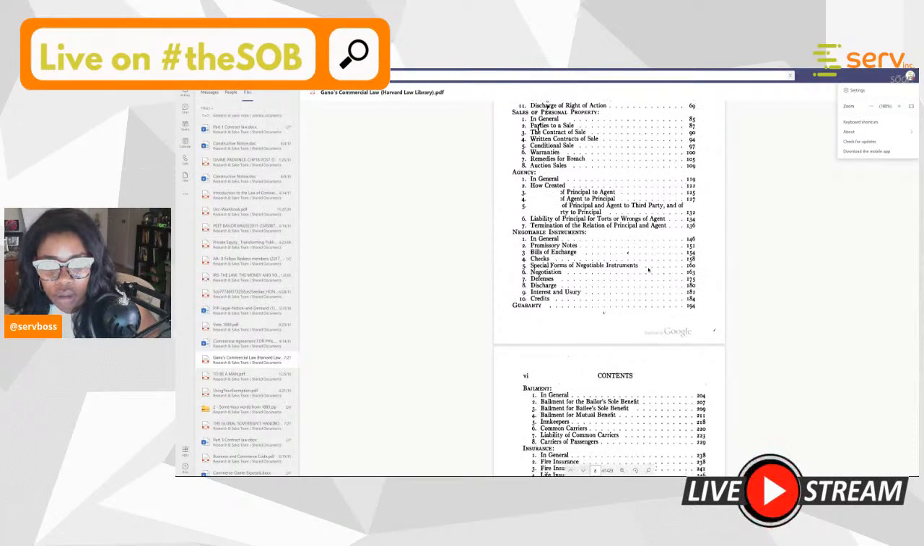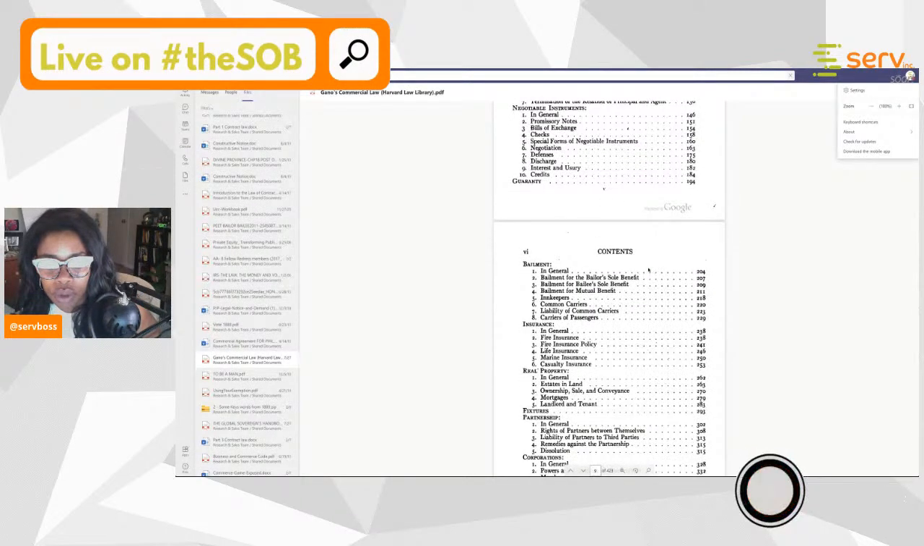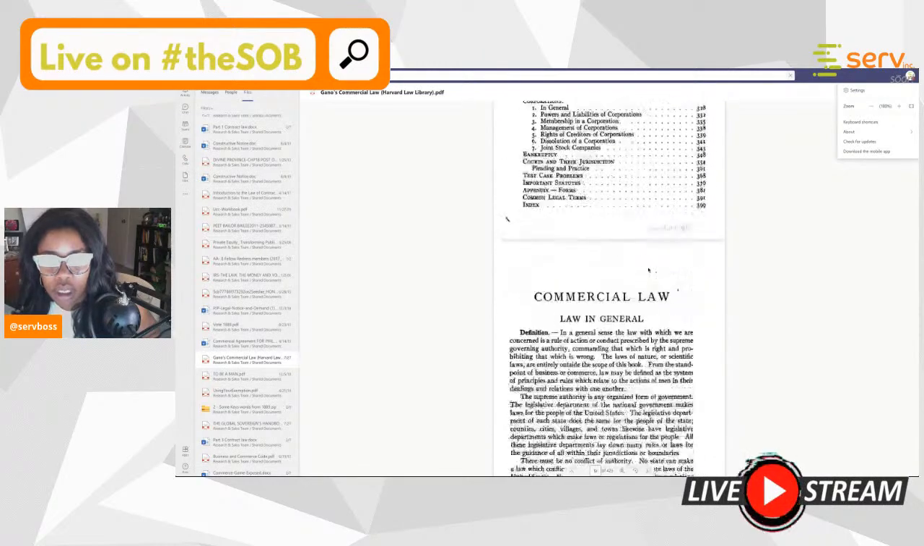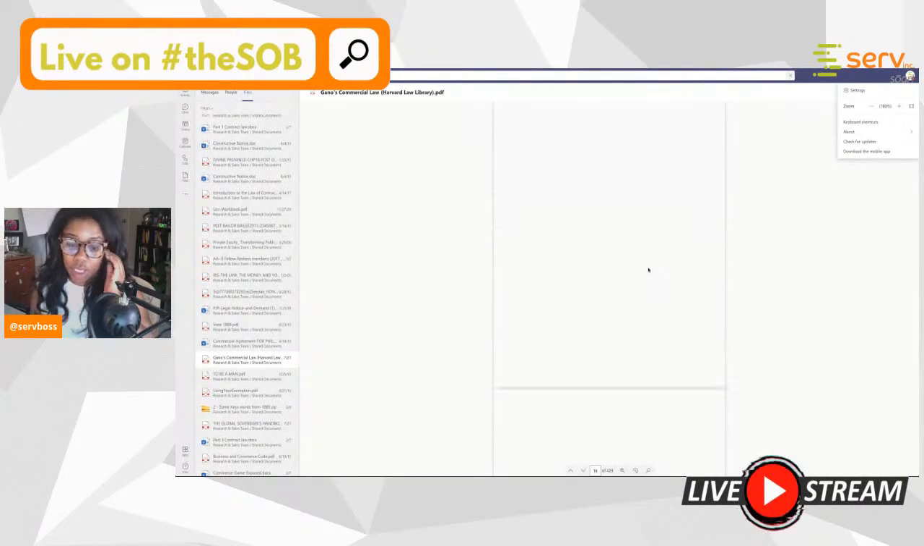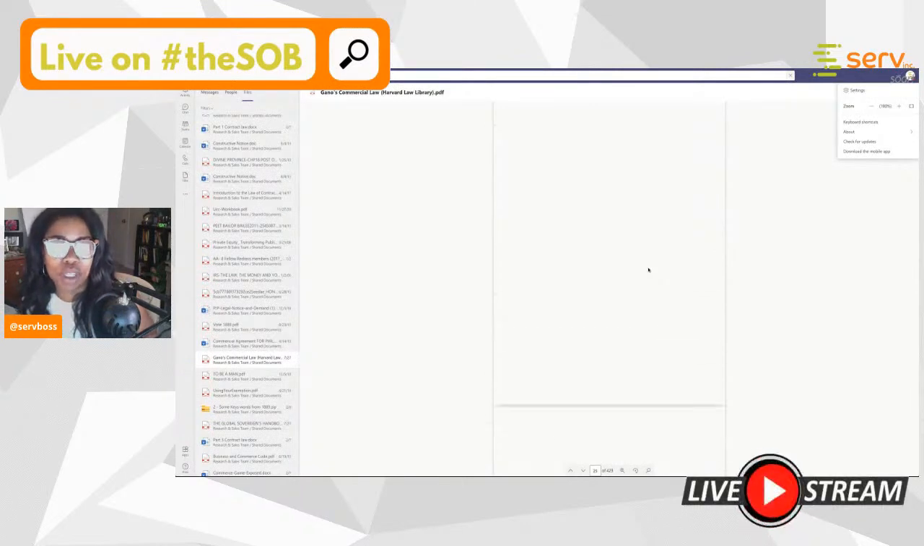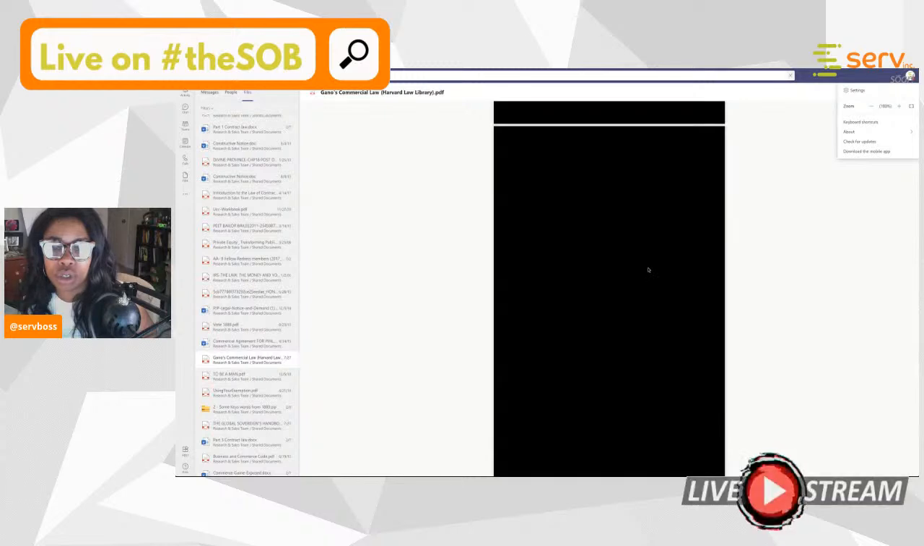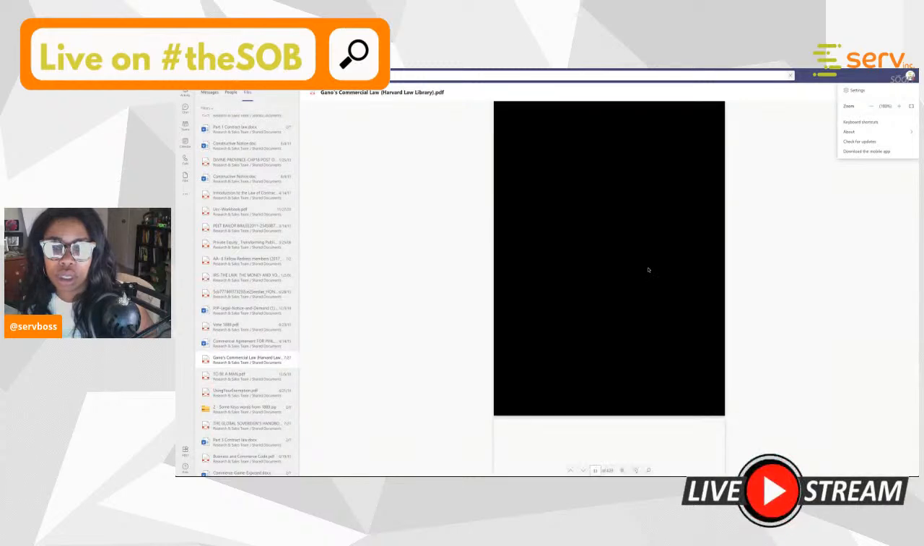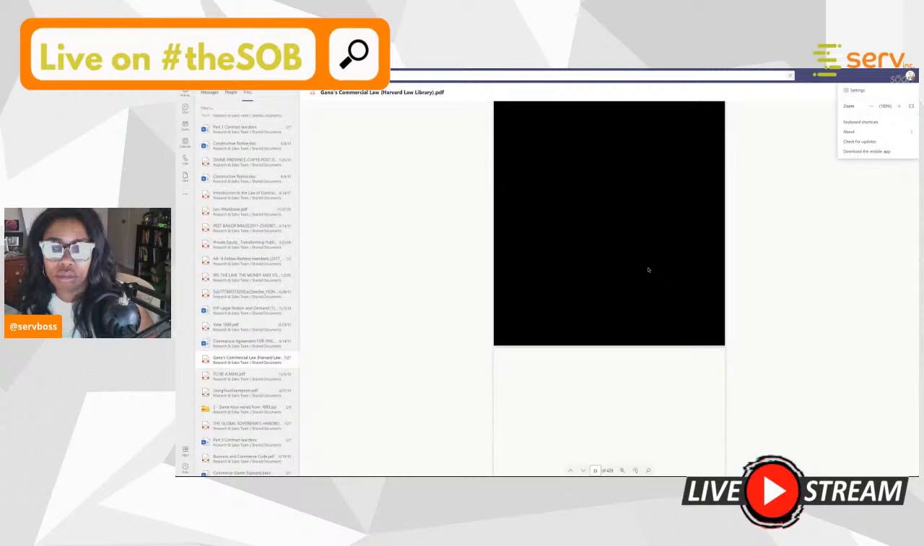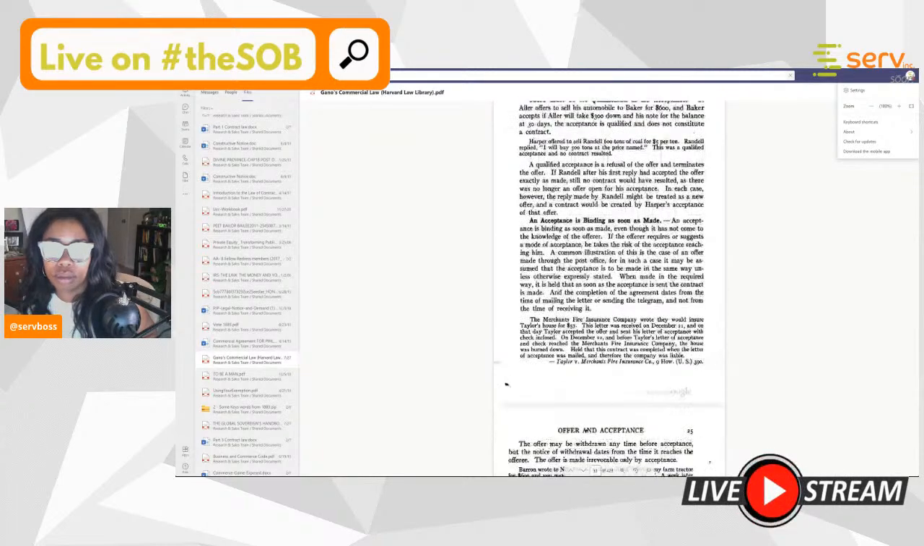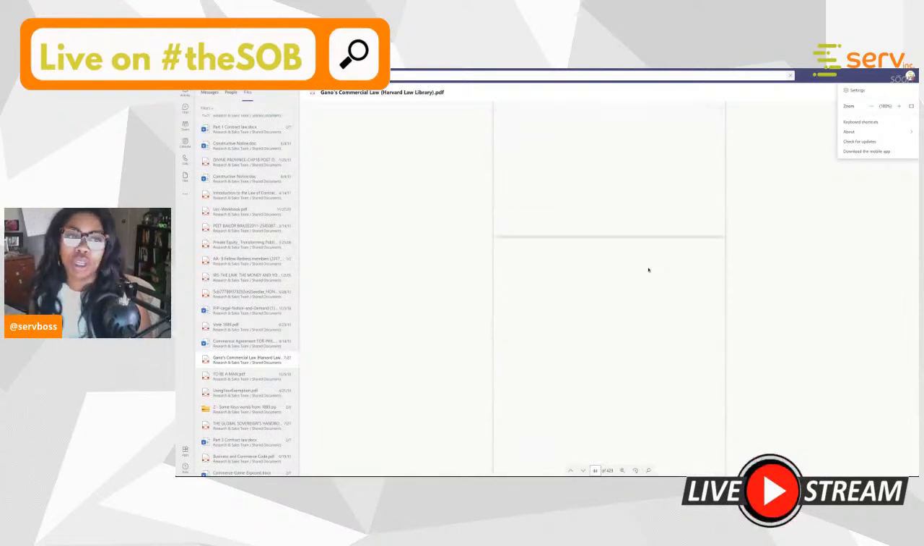I'm about to go down to negotiable instruments, page 146, because that's what page it says. Page 146 is negotiable instruments, and usually that's when we start talking about tenders. Come on, you've got to catch up. I just did all that scrolling and I'm only on page number 25. Bear with me, please, because I've got to get there so I can see what it's talking about.